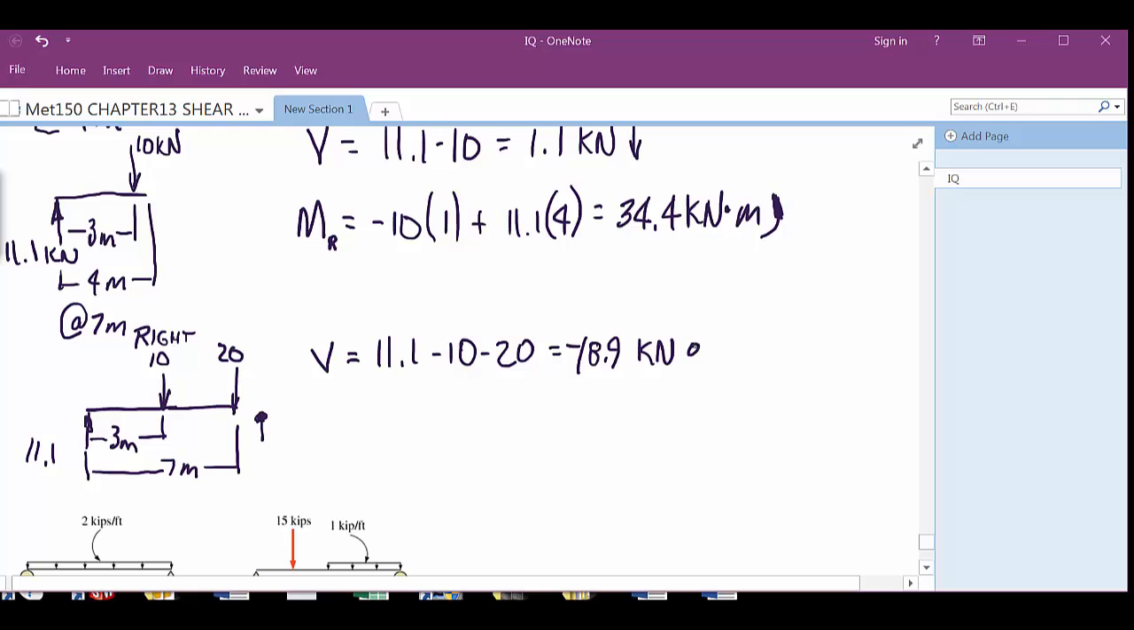So then I would say, or 18.9 kilonewtons up. The moment, 11.1 times 7 meters, right? Minus 10 times 4 meters. That's it.